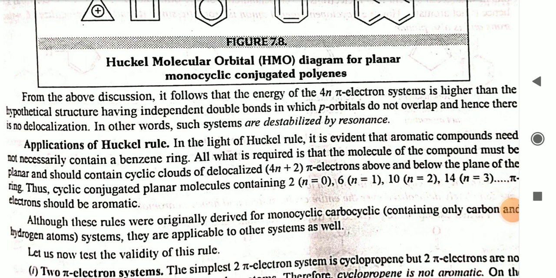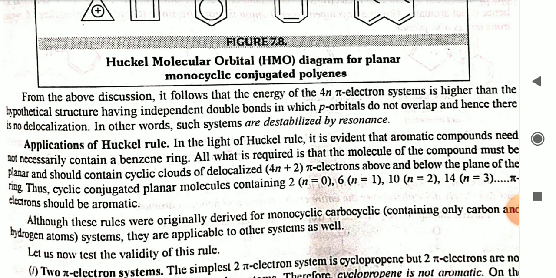From the above discussion, it follows that the energy of a 4n pi electron system is higher than the hypothetical structure having independent double bonds in which p orbitals do not overlap and hence there is no delocalization. In other words, the systems are destabilized by resonance.